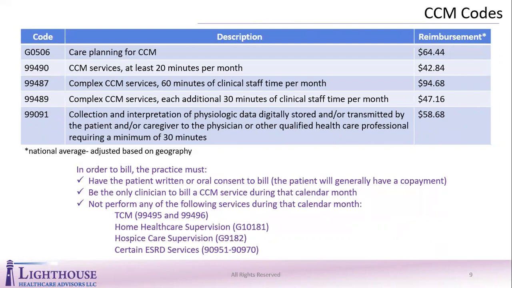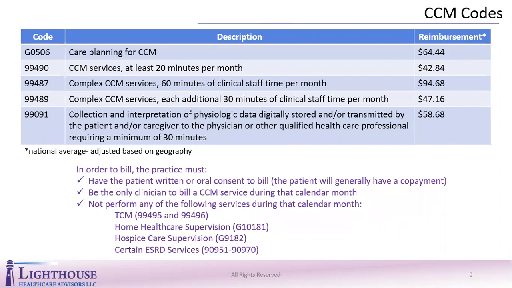Additionally, to bill, you have to be the only clinician to bill a CCM service during that calendar month. What that means is that if a patient is involved in a chronic care management program with their cardiologist and their PCP, only one provider can bill for this service per month.